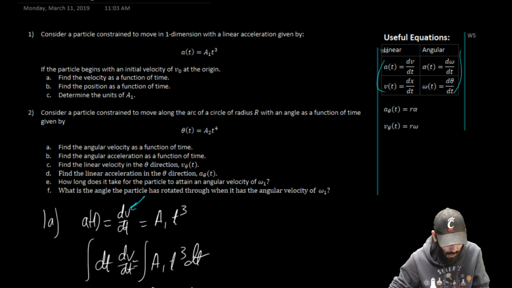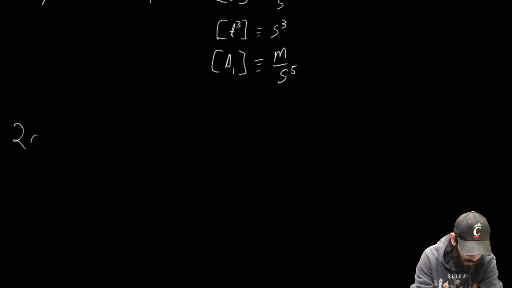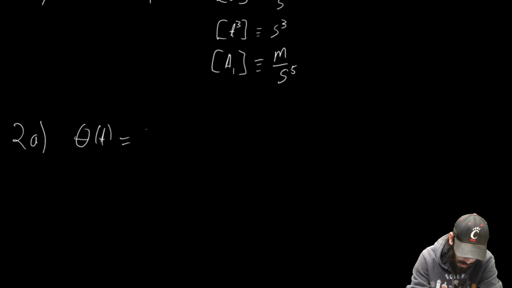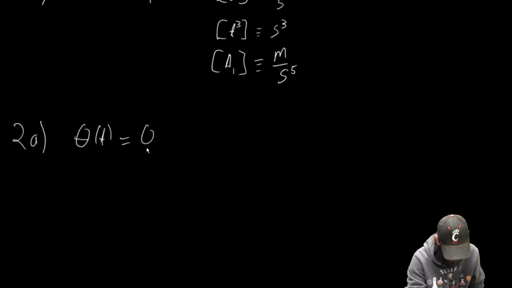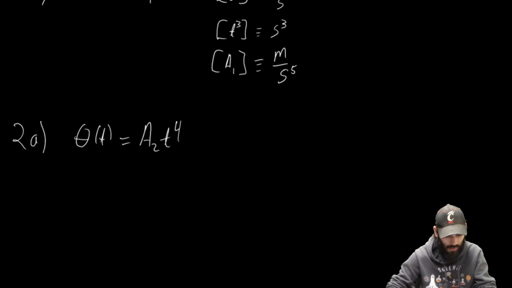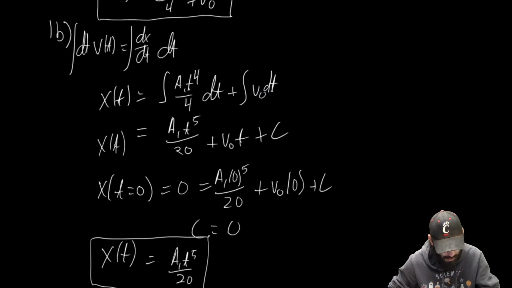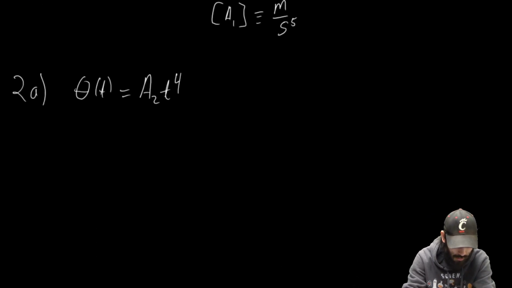Okay. So we have theta of t is equal to a2 t to the fourth. We want to find what the angular velocity is as a function of time. So in order to do that, theta as a function of time is going to be equal to, this was given by a sub 2 times t to the fourth, I believe. Let me just check that really quickly. Yep. And we want to find the angular velocity as a function of time.